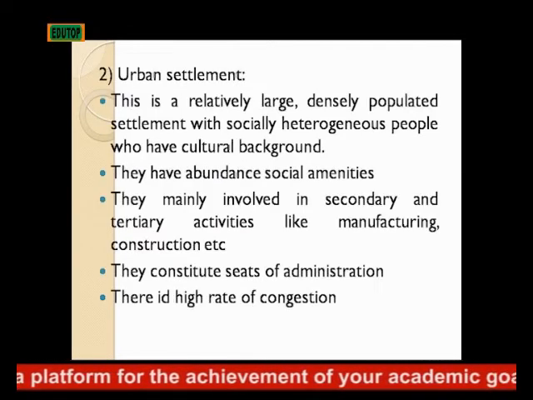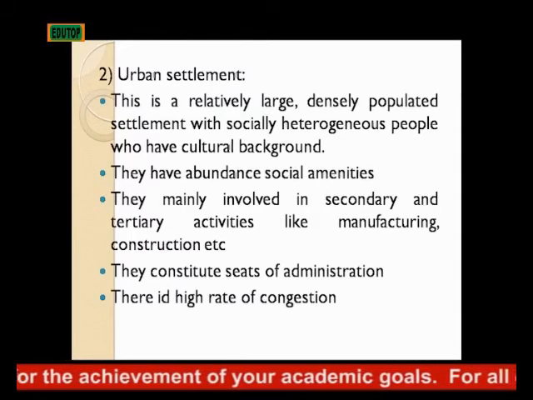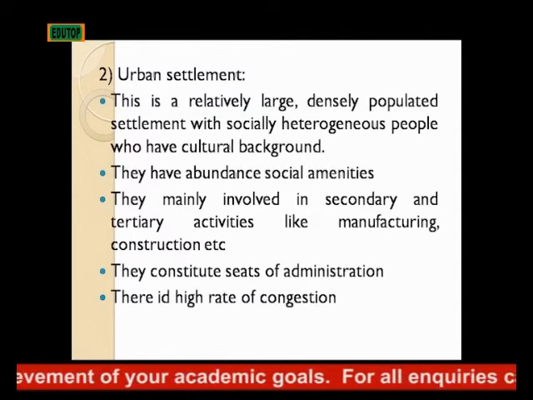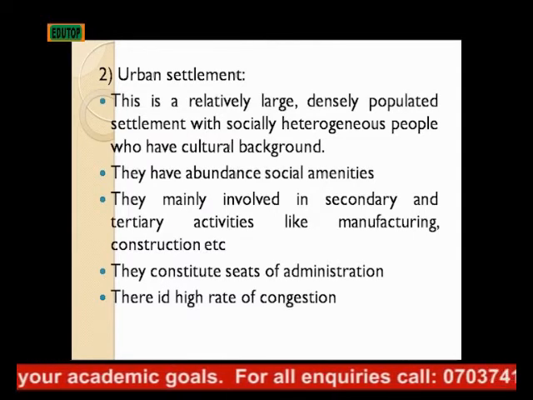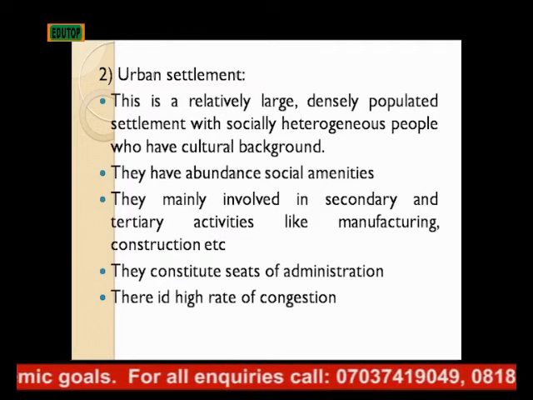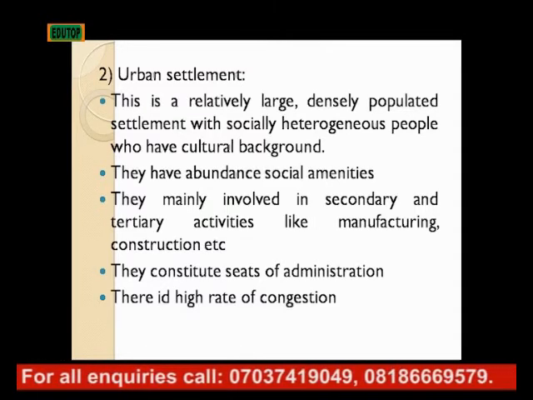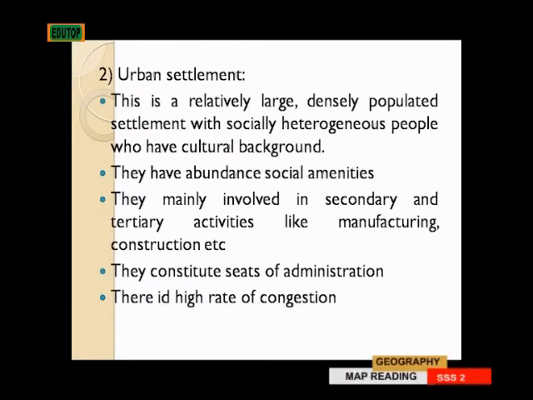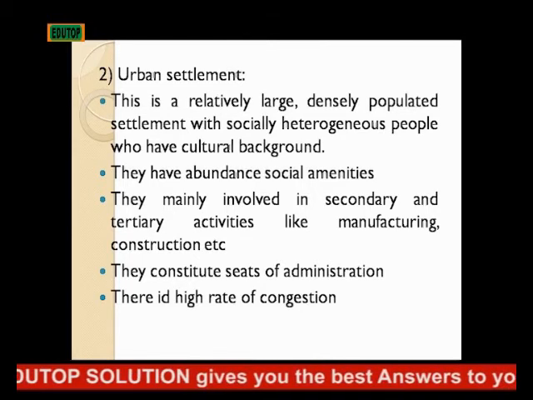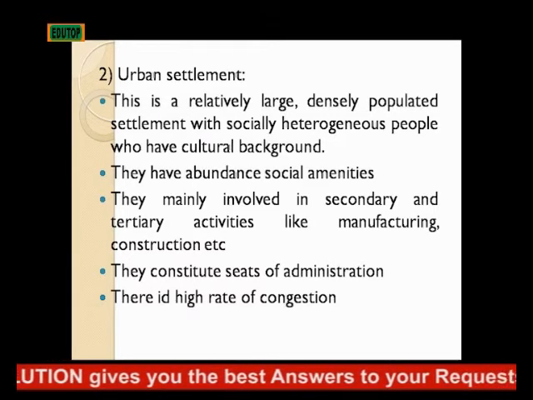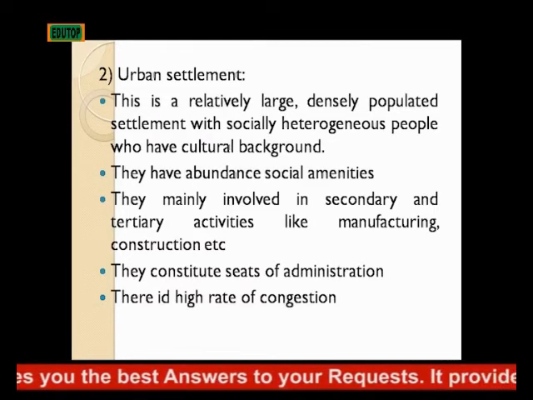The functions of the rural settlement include agricultural functions, lumbering, fishing, and small-scale shopping. Let's consider the second type of settlement, the urban settlement. This is a relatively large, densely populated settlement with socially heterogeneous people who have different cultural backgrounds. They have abundance of social amenities and are mainly involved in secondary and tertiary activities like manufacturing and construction.